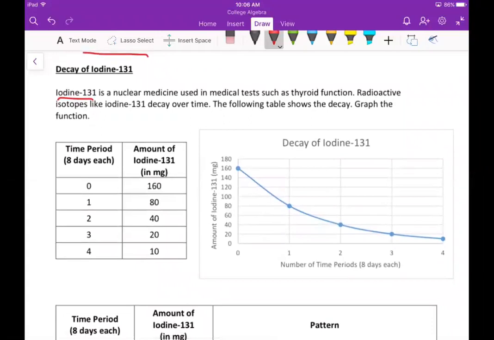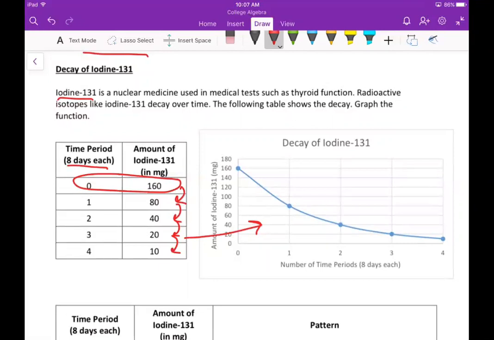So what we're trying to do is find that pattern in decay. Here we're looking at 8-day time periods, and we're seeing it decay over time. We start with 160 milligrams of this iodine 131, and it decays away to 80, then 40, then 20, and 10. And if we graph each one of those 5 points over here, we see that exponential decay.